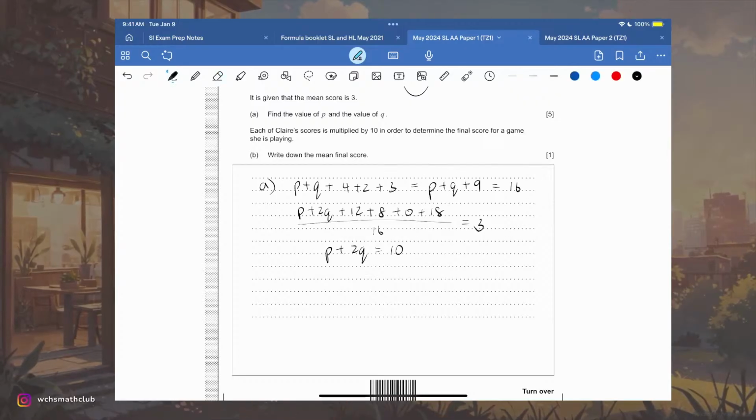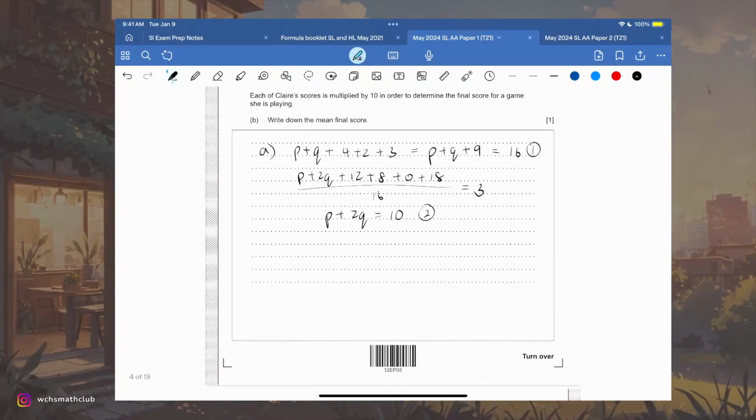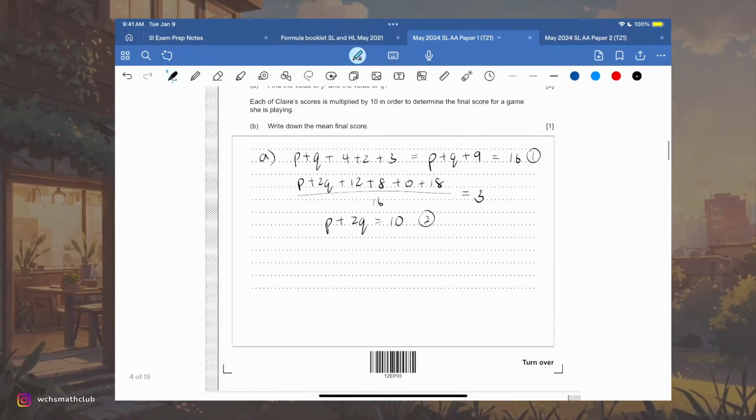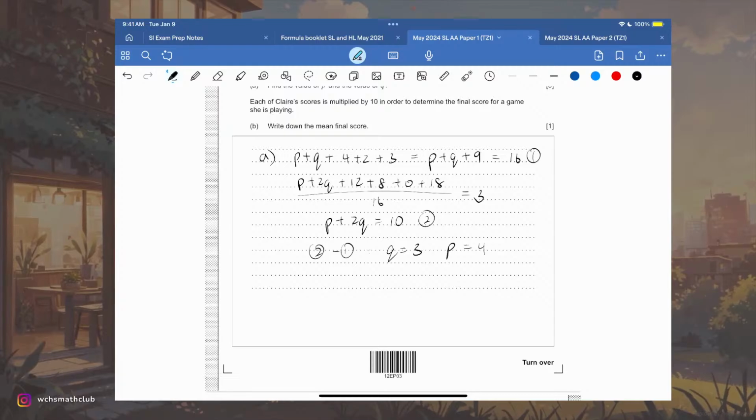So we have equation 1 and equation 2, and once again a simple system of equations. So we do 2 minus 1. This gives us q equals 3, and then p equals 4.